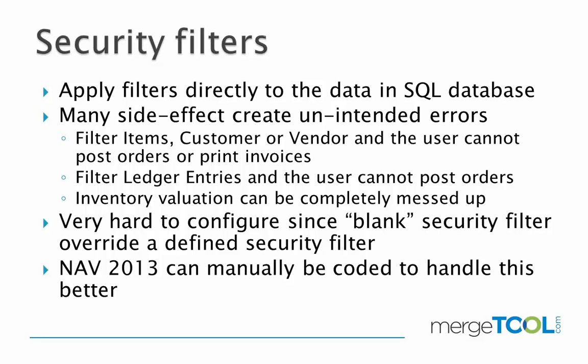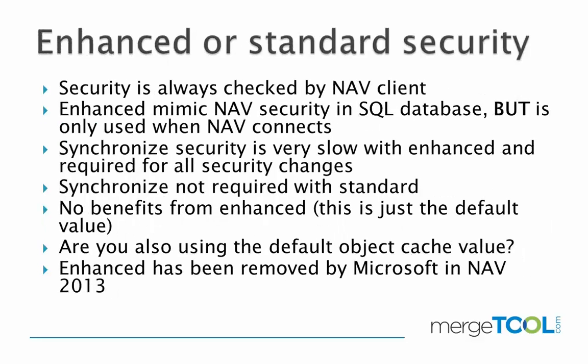If they have two roles, one with a security filter and one without a security filter, the one without is actually the one that wins in that scenario. So that's one thing that makes it tough to actually do that one. In 2013, you can actually correct the code to avoid some of these issues, but Microsoft haven't done anything in the standard NAV to avoid these kinds of things.